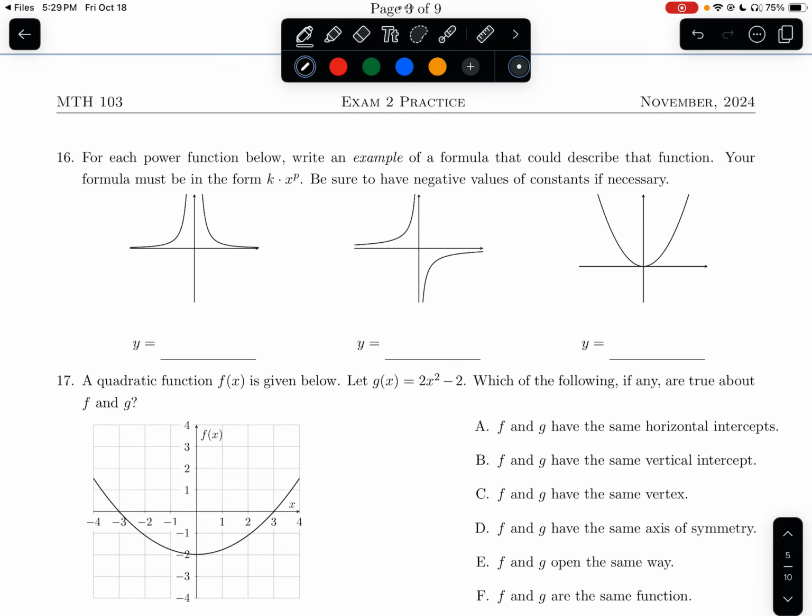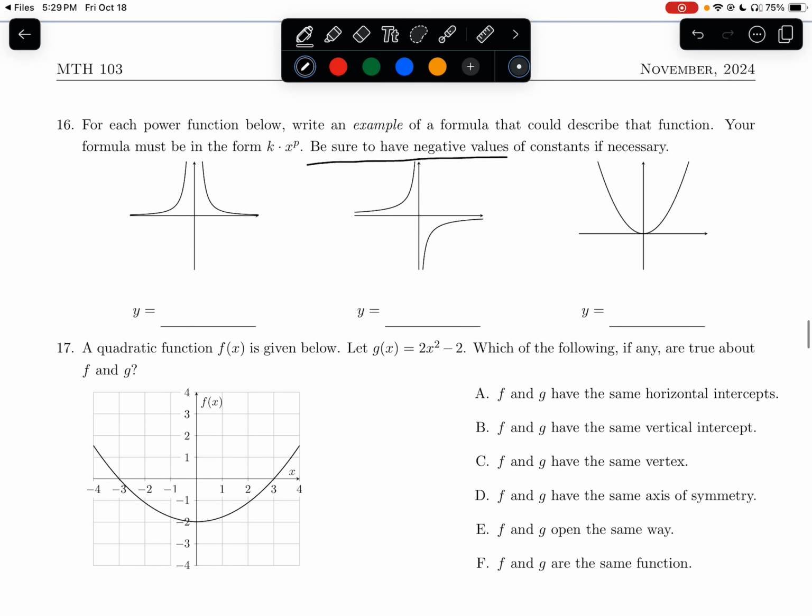Okay, for each of these power functions, write a formula that could describe them. So you need to have negative values of constants if you determine that they should be negative. For the first one, I know that it has to be a negative power because I have an asymptote at 0 and I have a vertical and horizontal asymptote, so I have to have a negative exponent.